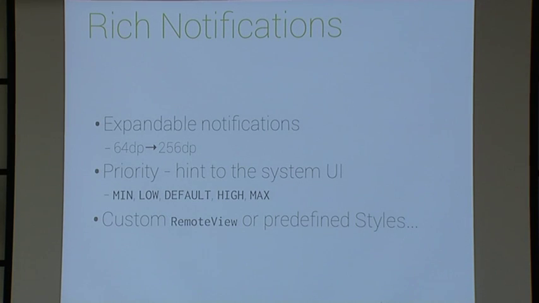If you set a minimum priority notification, then we won't even bother to show a notification icon in the status bar. But if you are in there expanding your status bar, you'll see a notification in there, and you can do some really cool stuff with that. And lastly, you can set completely custom styles, so you don't have to stick to the system provided ones.